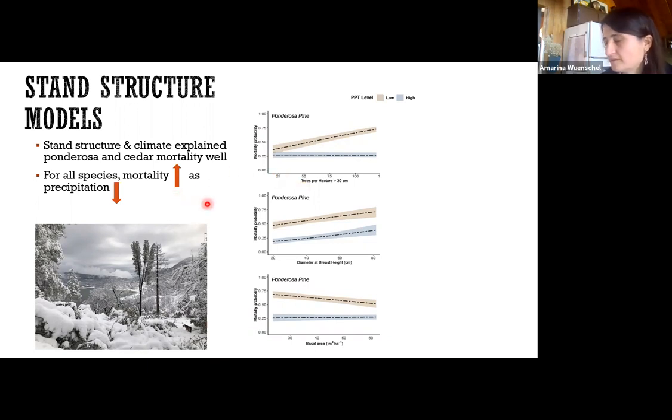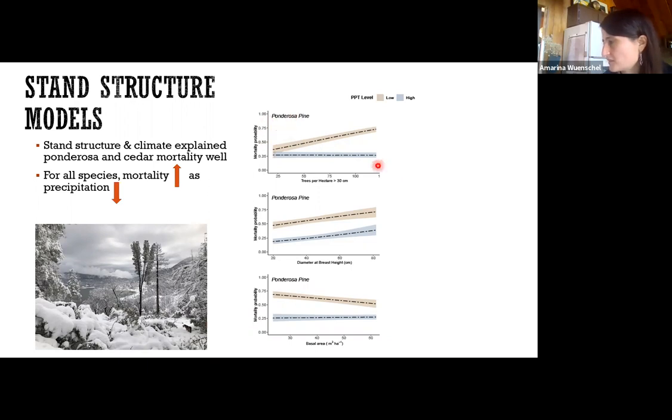But in general, and this is sort of a no-brainer, for all the species, mortality increased as precipitation decreased. So I showed you that north-south gradient earlier. And as we move south within our study area, there was more mortality, and we think that was correlated to the lack of precipitation.